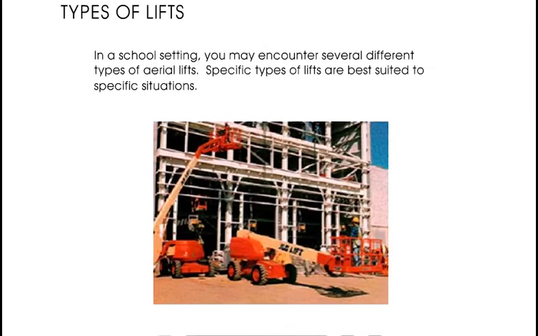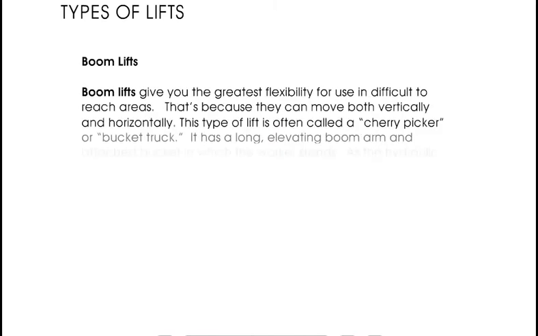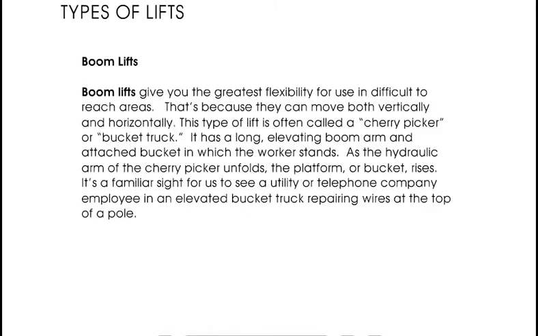In a school setting, you may encounter several different types of aerial lifts. Specific types of lifts are best suited to specific situations. Boom lifts give you the greatest flexibility for use in difficult-to-reach areas. That's because they can move both vertically and horizontally. This type of lift is often called a cherry picker or bucket truck. It has a long, elevating boom arm and attached bucket in which the worker stands.